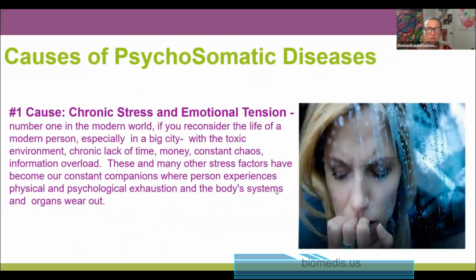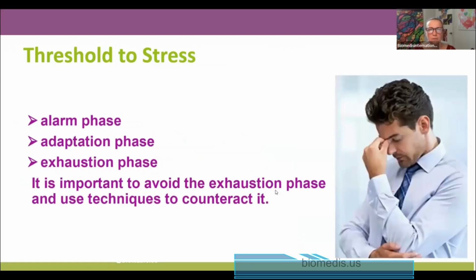These and many other stress factors have become our constant companions, where a person experiences physical and psychological exhaustion, and the body systems and organs wear out. Everybody has a different threshold of stress, but all stress goes through three phases. First, when the stress comes in, an alarm phase, kind of like anxiety or something active. Then in time, if stress keeps coming, a person starts to cope with this, does some things, and comes into the adaptation phase. So he's kind of balancing it.